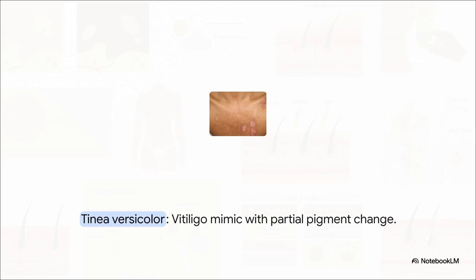But the key clinical distinction from vitiligo is that tinea versicolor causes only partial pigment change, and you'll often notice a fine scale. If you do a potassium hydroxide, or KOH prep on those skin scrapings, you'll see that classic spaghetti and meatballs pattern of hyphae and yeast cells.